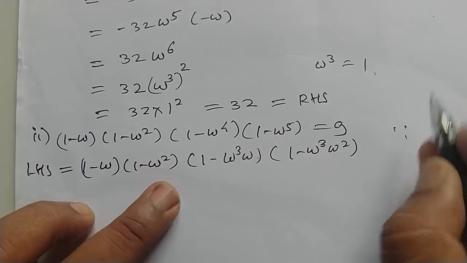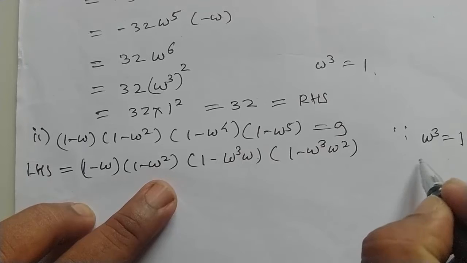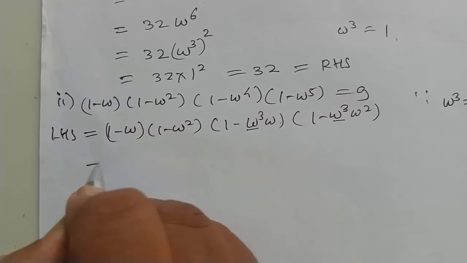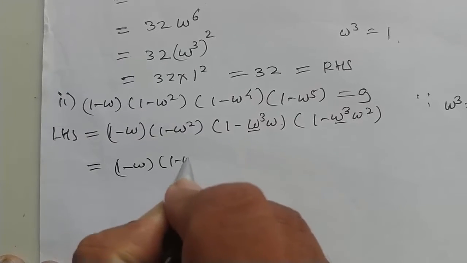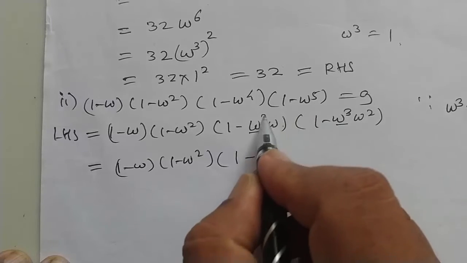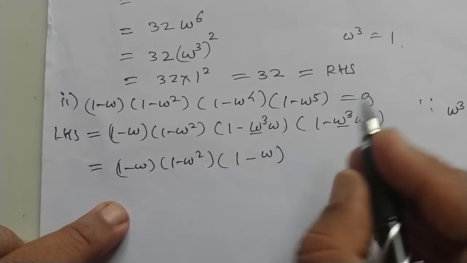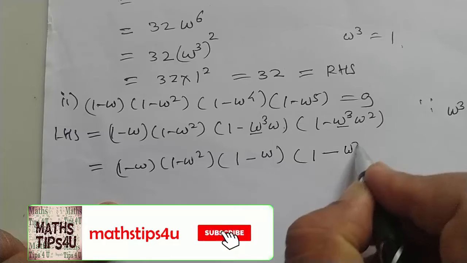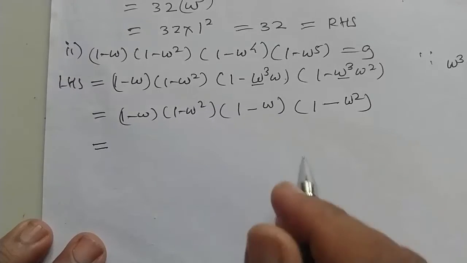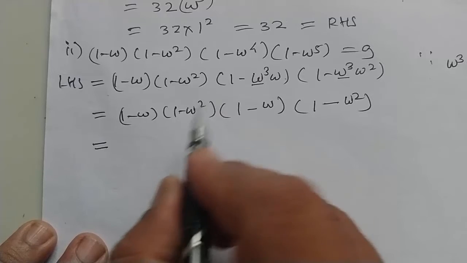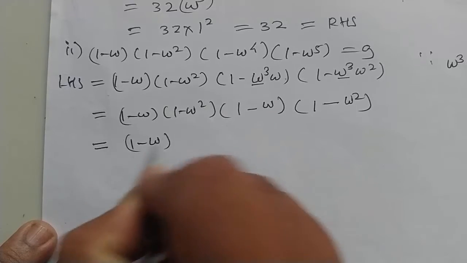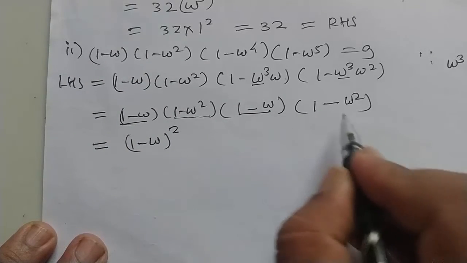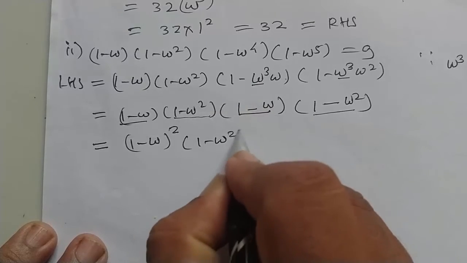Since omega cube is equal to 1, here omega cube is 1. Therefore 1 minus omega square into 1 minus omega cube, which is 1, so 1 into omega is 1 minus omega. Again, 1 minus omega raised to 3 times omega square is 1 minus omega square. Now 1 minus omega into 1 minus omega is 1 minus omega square, and 1 minus omega square into 1 minus omega square is again 1 minus omega square, squared.